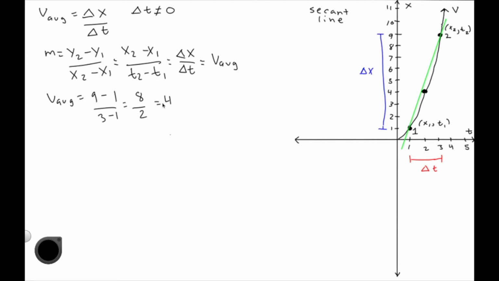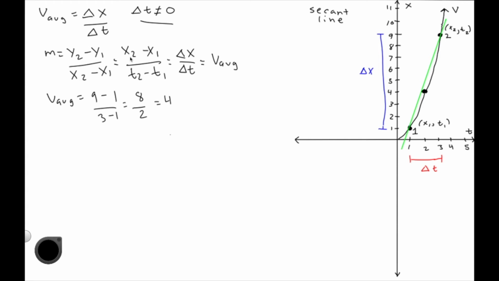Now, if you remember what we talked about earlier, what we wanted to do was find the instantaneous velocity. So to find the instantaneous velocity, we have to shrink delta t, or make delta t smaller, right? So if you remember, we want delta t to get close to 0, right? But not actually equal to 0, right? So we want to keep this in mind.